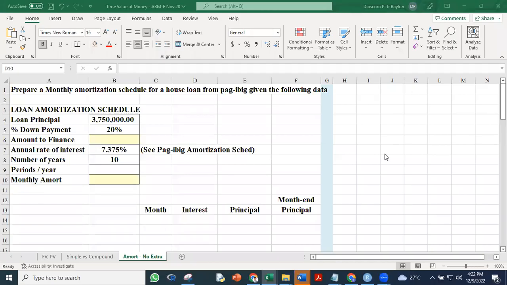Good day, everyone. This is a recording of the amortization plan. So this is a continuation of what we have discussed.